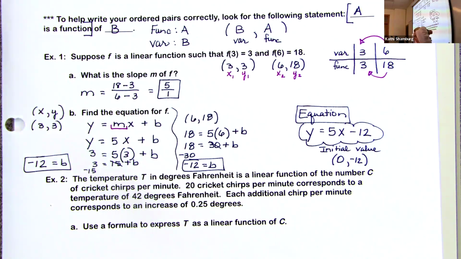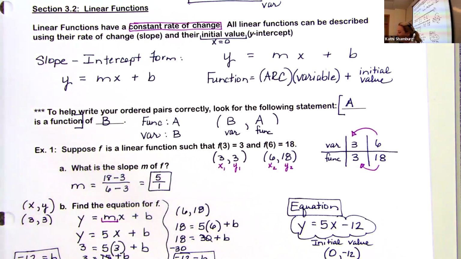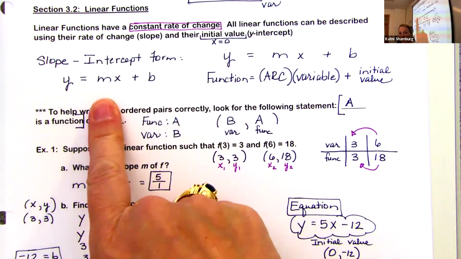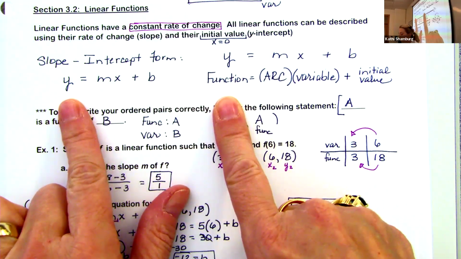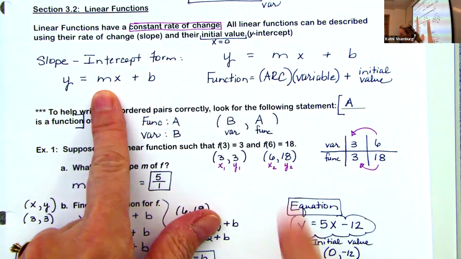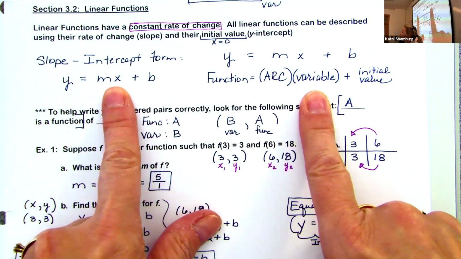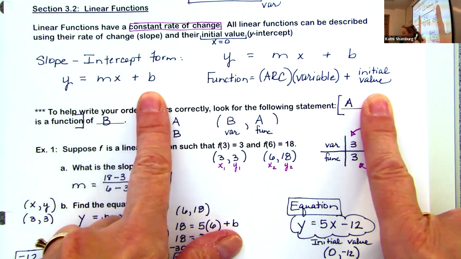So in 3.2, we are looking at creating the formula using slope-intercept form. We're using y equals mx plus b, and we talked about how the y is equivalent to what our function is. M is the average rate of change or the slope. X is your variable, and then b is your initial value.